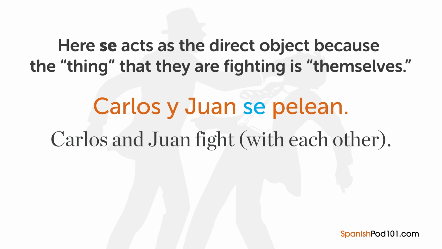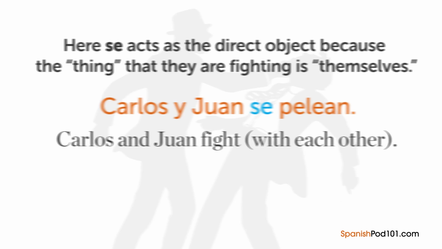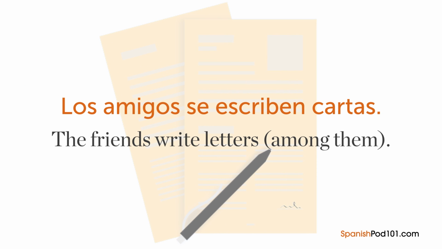Here, se acts as the direct object because the thing that they are fighting is themselves. Another example would be: los amigos se escriben cartas, literally meaning the friends write letters among them. Here, the direct object is cartas, letters, which is the thing that they are writing, and se acts as the indirect object as it's to whom the action goes.